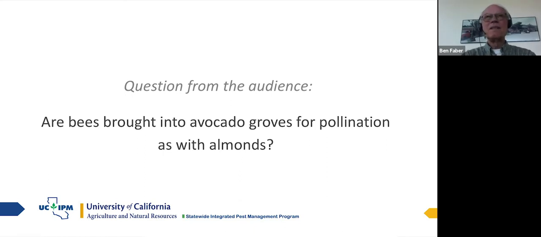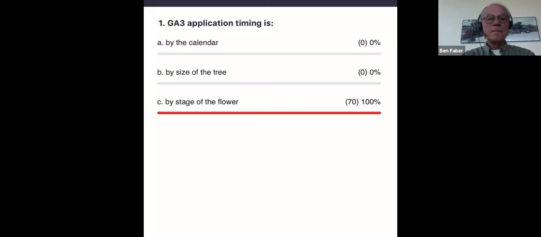So there's a lot of other pollinators that are working avocados, but honeybees are the only ones that we know how to really manage. So that's why they're brought in. Yes, all right, GA3 application timing is by the stage of the flower. I'm glad that idea got across.